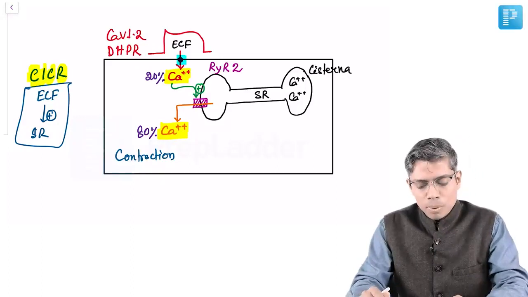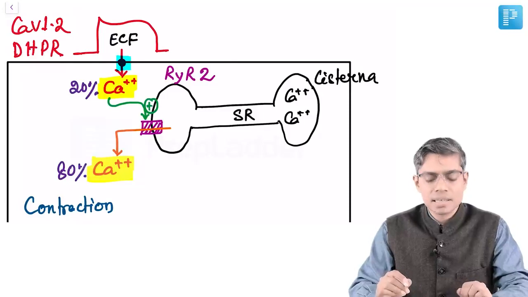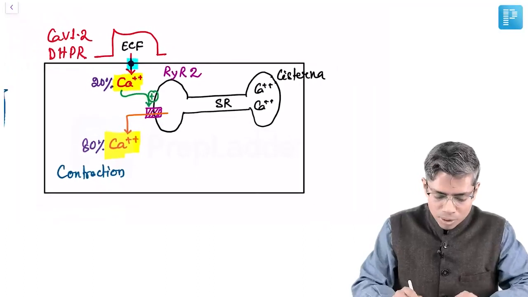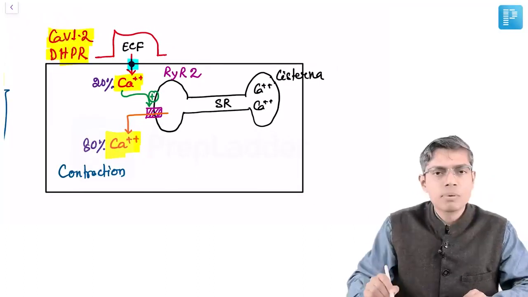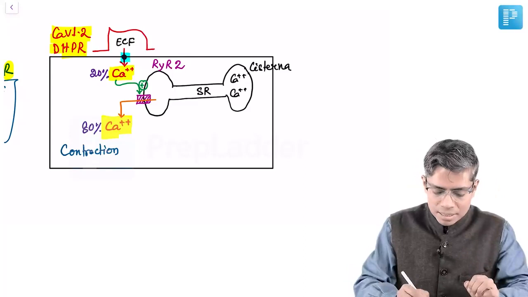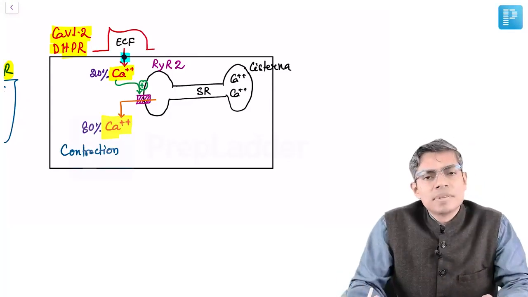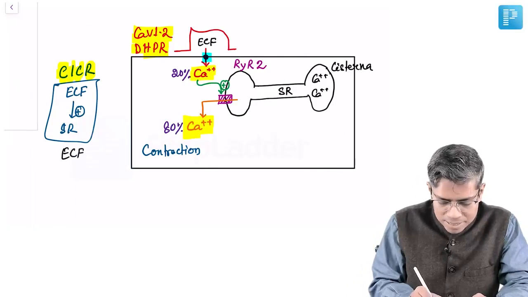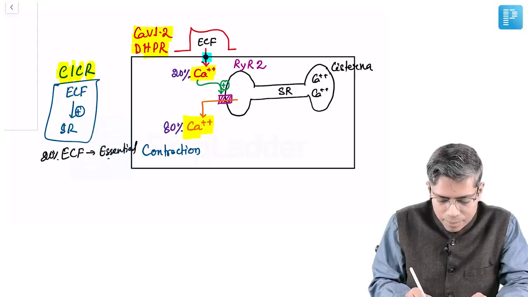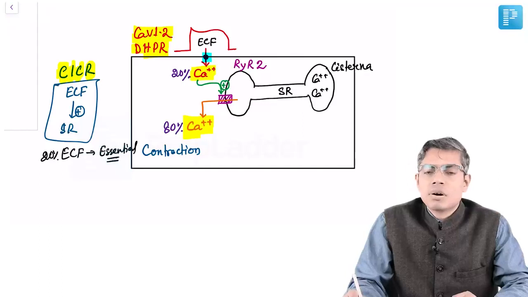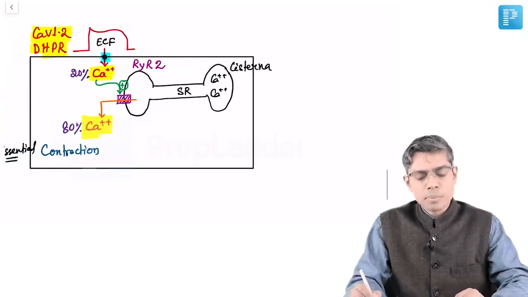And remember, if you block this extracellular calcium from entering in the cell, the intracellular calcium will also not be released. Getting my point? If you block this DHPR channel, this CAV 1.2 channel completely, then outside calcium is not entering, and if the outside calcium is not entering, then the RYR channel will also not open up. That means, although this ECF calcium is very less in amount, only 20%, it is known as the essential calcium for myocardium contraction, because without this calcium, myocardium contraction will not be initiated. So this is the important thing that you have to remember.